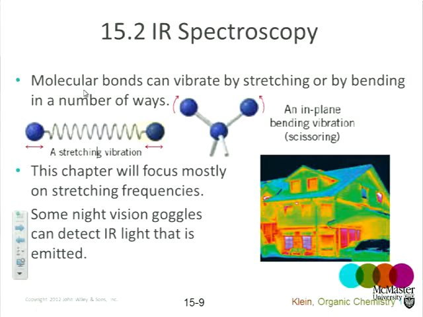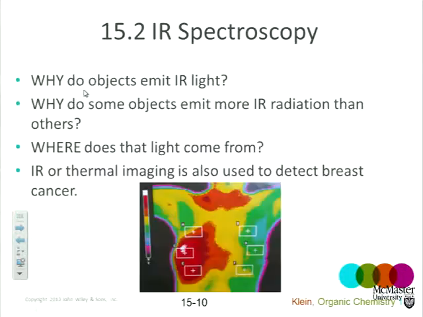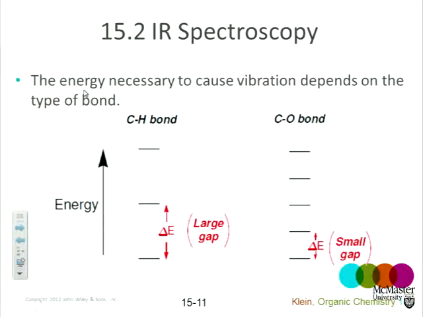Okay? All right. So stretching frequencies are unique to two atoms in a bond, and we can use those to detect particular compounds. And this is just a little bit of background on infrared light. Hotter objects emit more IR radiation, and we can use infrared imaging and so on and so forth.